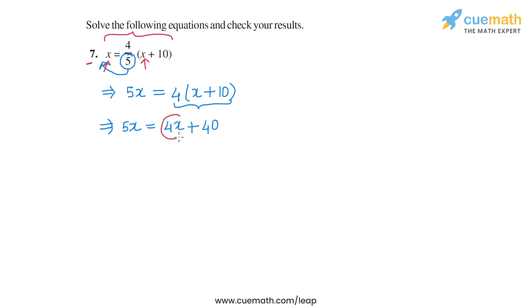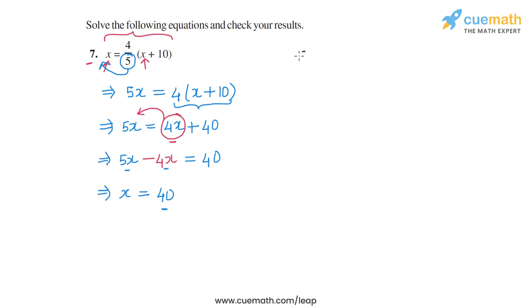Now let's take this 4x term and transpose it to the left hand side so that we can combine it with 5x on the left hand side. So we will get 5x, and the transposed term will be minus 4x because it was plus 4x on the RHS, so it will become minus 4x on the LHS, and on the RHS we will be left with just 40. This gives us 5x minus 4x, that's x is equal to 40. So we get the value of the variable x as 40, we get the solution as 40.